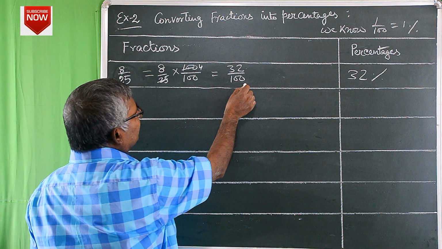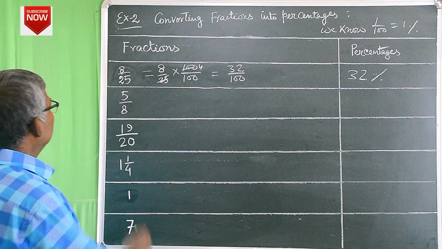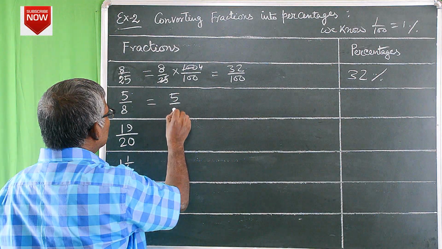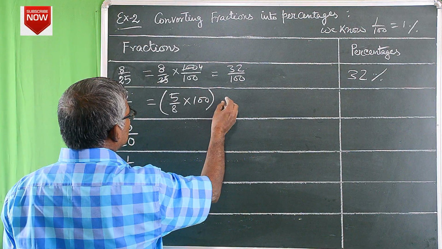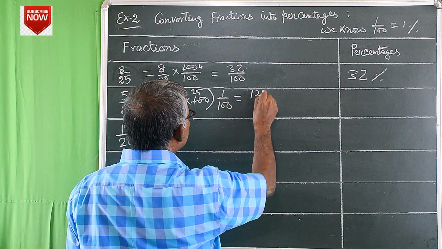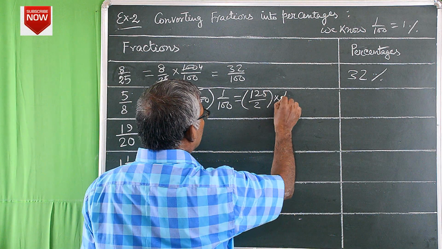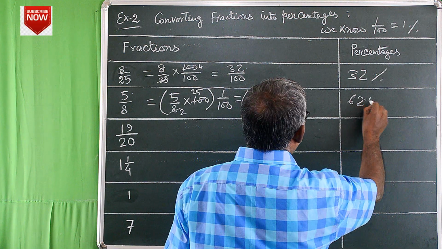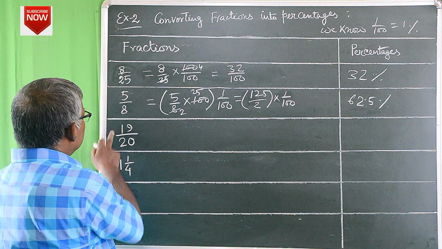Therefore, 32 by 100 is 32%. Now let us see 5 by 8. This can be written as 125 by 2 into 1 by 100, equals 62.5%. Students, let us consider the fraction 19 by 20.